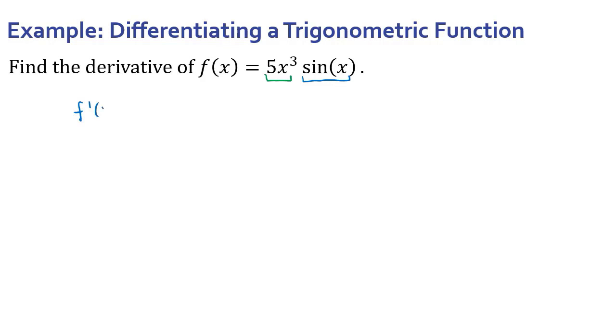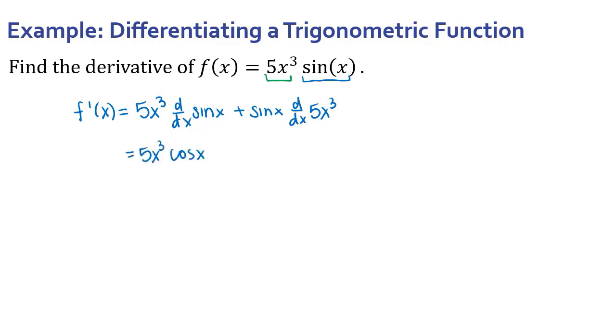So the derivative of the function is going to equal the first function times the derivative of the second, plus the second times the derivative of the first. So this is just using that product rule. That gives us 5x cubed cosine of x plus sine of x times, so the derivative of this, I can move that 5 in front and still have that d dx of x cubed.